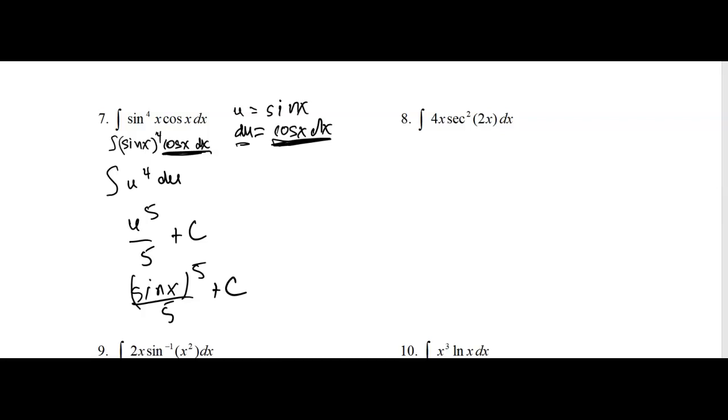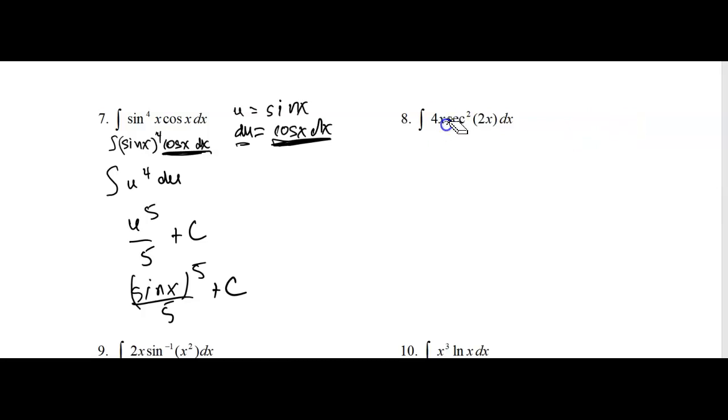Number 8 is the first one where you have a product. We've had a number of products up until this point, but u substitution is not going to work. If we try to let u be 2x, the du just gives us a 2 du. We don't get rid of this x. If we try to let it be some combination of a secant, the derivative of secant is going to give us secant tangent of some sort. There is no tangent in this. So u substitution with this product won't work.